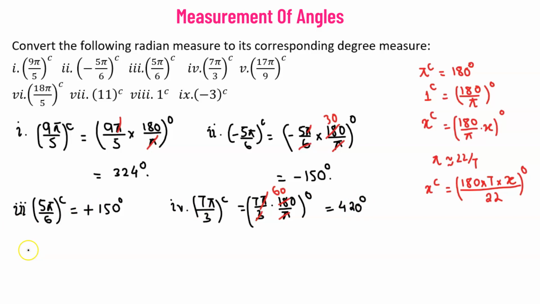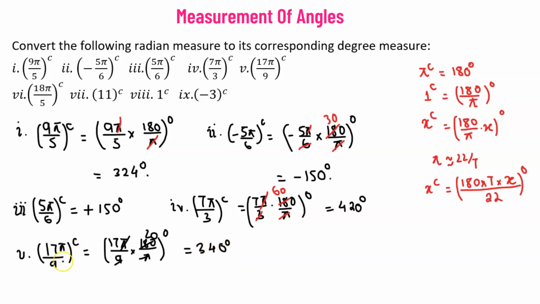Moving on to number 5. In number 5, we have 17 pi over 9 radians. So we'll take 17 pi over 9 and multiply it by 180 divided by pi, and this will get converted to degrees. So we have pi and pi cancelling out. 9 times 20 is 180 degrees. So this is going to be 17 times 20, that's 340 degrees. So 17 pi over 9 radians will be 340 degrees.